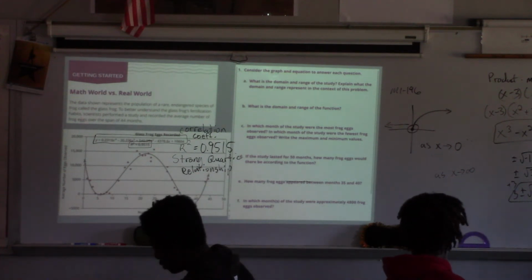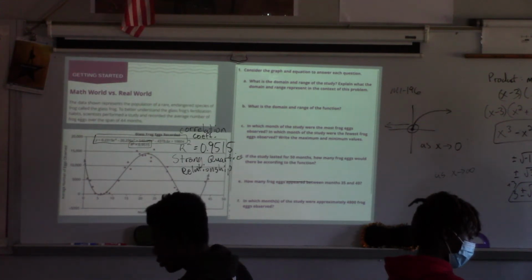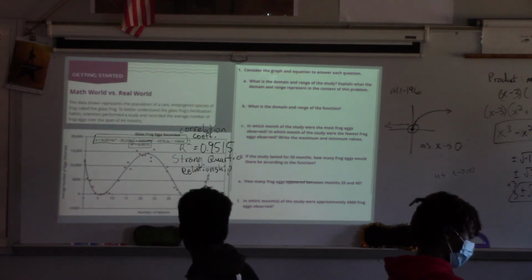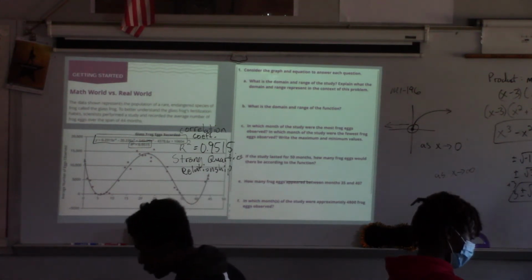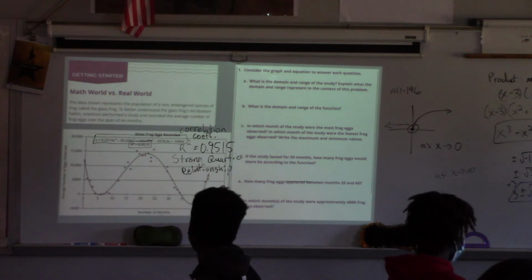So, working within your small groups, think about what is the domain and range of the study. I want you to notice the difference. Part A says what is the domain and range of the study. Part B says what is the domain and range of the function. That's talking about the equation that was developed. So talk with your small group about the domain and range for both of those concepts.